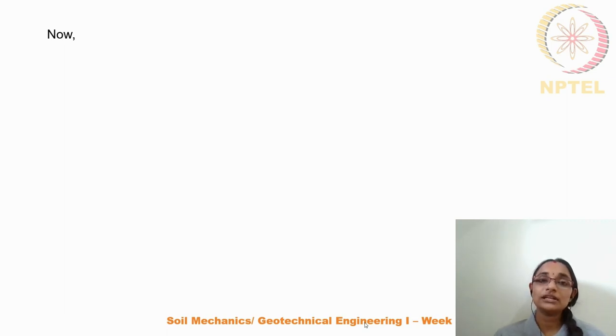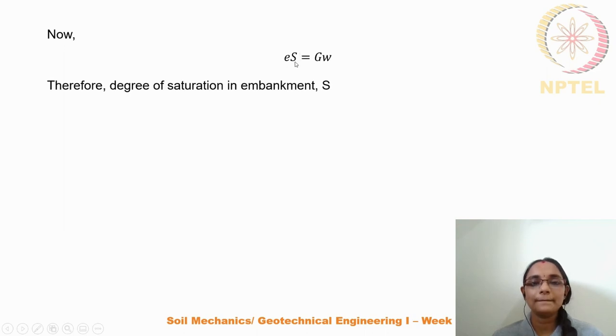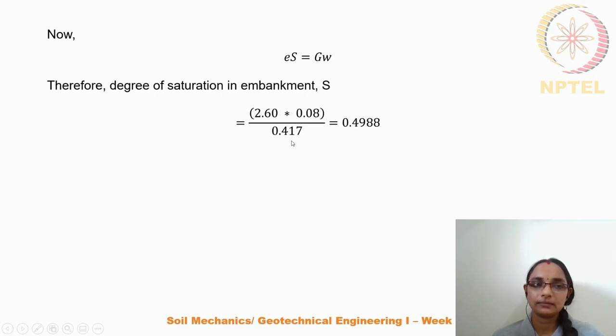So we now need to determine the degree of saturation in the embankment. We know the equation Se = Gw. We have been using this in all the previous questions, right? So here for the embankment, we need to take e embankment. So the degree of saturation in the embankment is equal to Gw by e embankment. So that is 2.6 into 0.08 by 0.417.